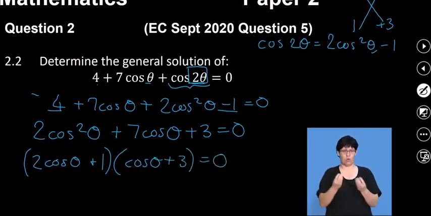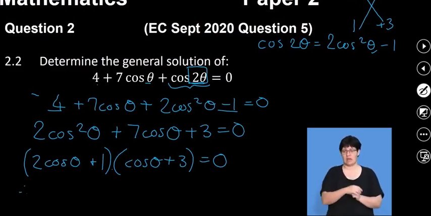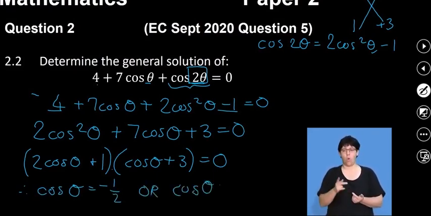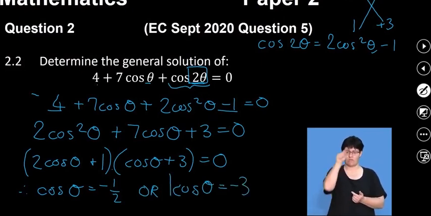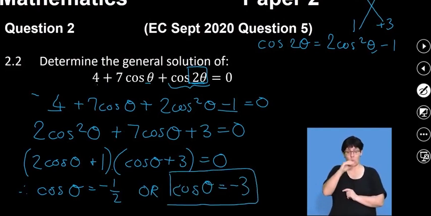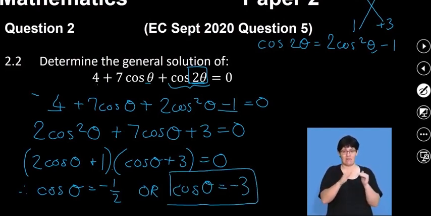So now I've got the product of 2 factors being equal to 0, which means that one of those factors must be equal to 0. So therefore, cos of theta must be equal to -1/2, or cos of theta must be equal to -3. So let's just look at that solution. Okay, so we know that cos of theta never goes above 1 or below -1.